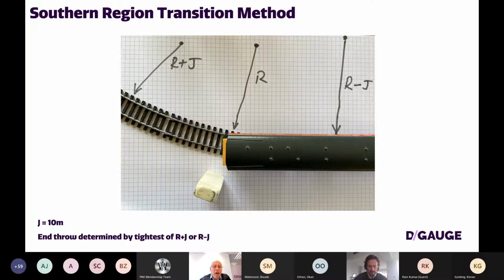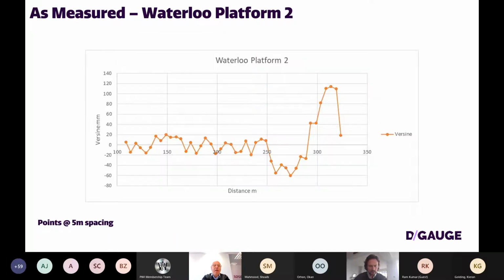What I'd like to do is to show you the practicalities of this, because I took a series of measurements from Waterloo Station, platform 2. And what you can see here is the versine going into the station on platform 2. And we can see that it's not really terribly smooth. The measurements show a variation in the versine that ultimately leads into what we can roughly calculate as being a reverse curve that goes through the throat and into the platform.